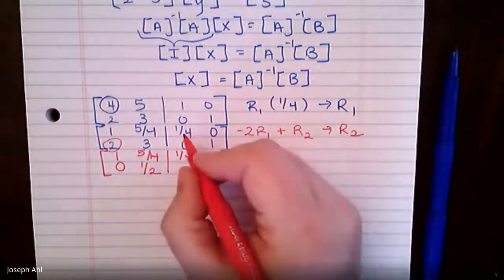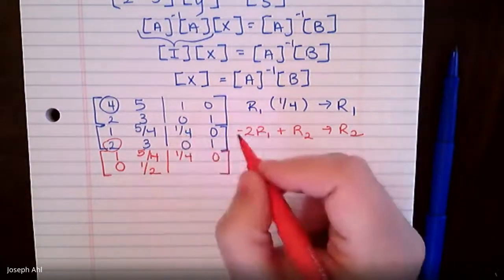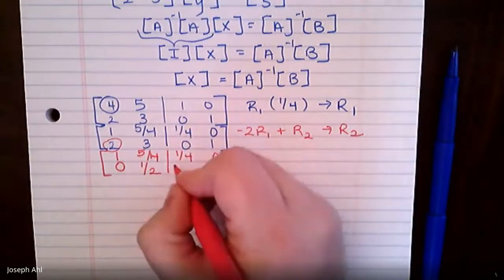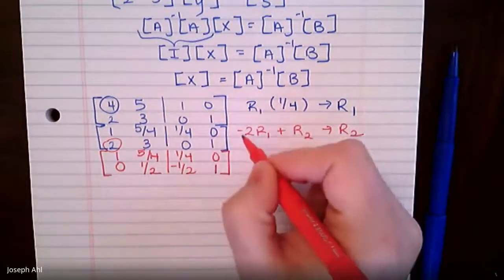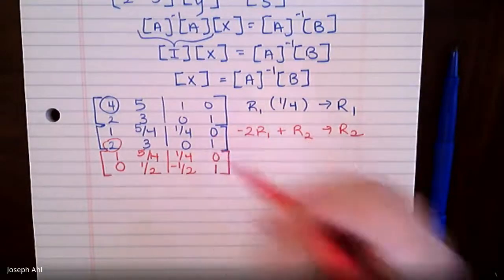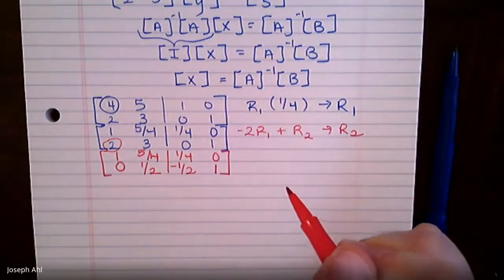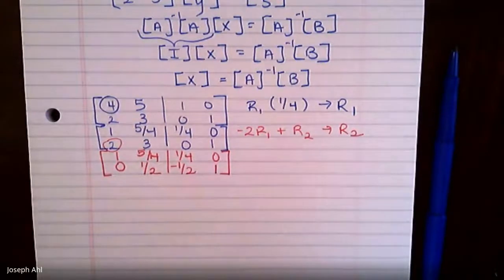Yeah, that sounds good. -2 times a 4th is -2/4, which is -1/2. -1/2 plus 0 is still -1/2. This is just going to stay a 1 at the end, right? -2 times 0 is 0, plus the 1 is still 1. All right, moving right along.